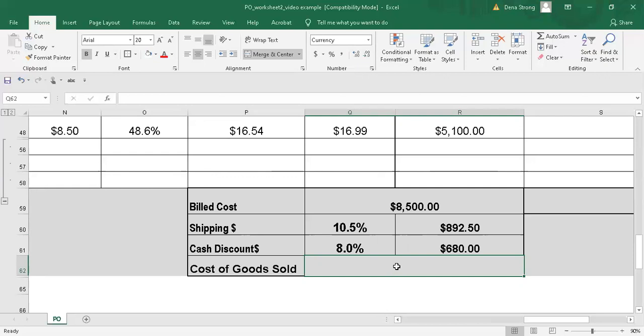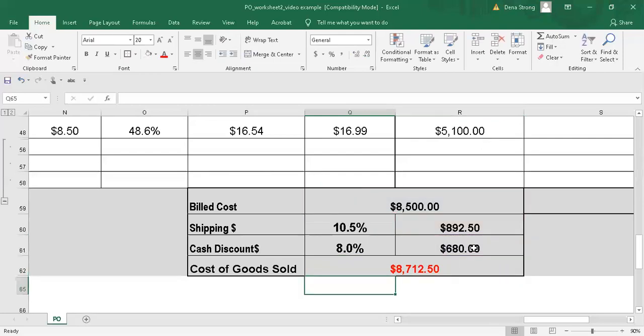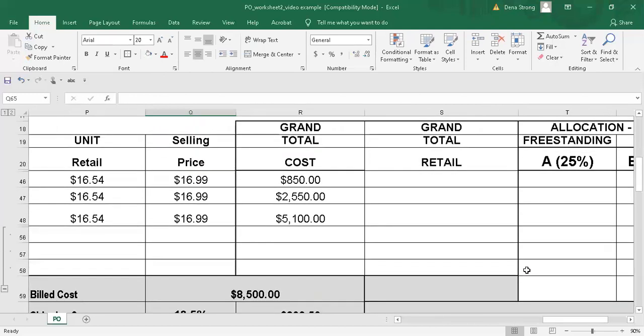All right, so now let's total the bill. So equals bill cost of the goods plus we pay for the shipping minus take out the cash discount. So we owe the vendor a total of $8,712.50. So that is our final bill. That is our cost of goods sold. All right. So let's now calculate the total retail value of the order.